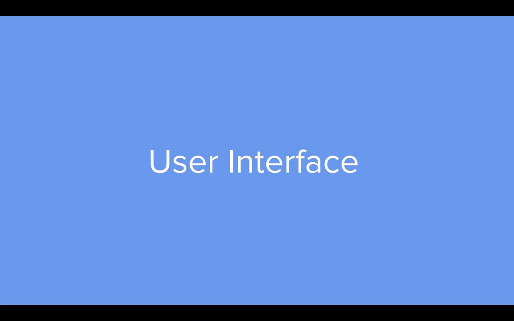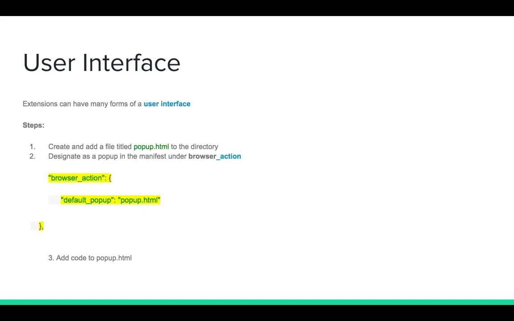The user interface is the window where the user can interact with the extension. So extensions can have many forms of a user interface. They can have buttons, inputs, radio buttons, and other forms too. And in order to create a user interface, we need to follow 3 steps.